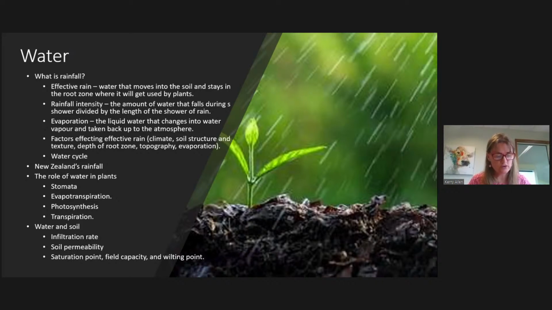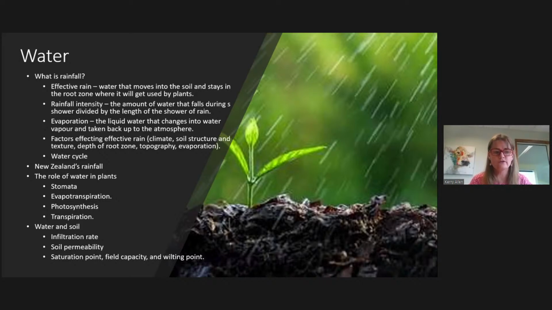Some water is not effective because it's too hard or the intensity is too high. Not all rainfall is good. A lot of it will be taken up with evaporation, so that will be determined by how hot the area or the climate is in that particular area, and also your topography. So if you're on steep slopes, obviously the water will drain off or run off a lot faster than if it's on a flat area.